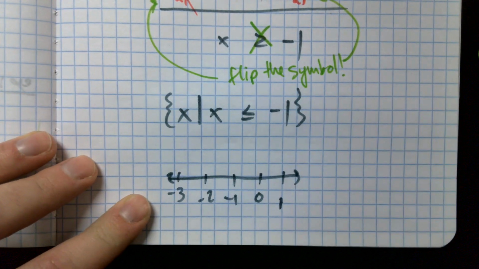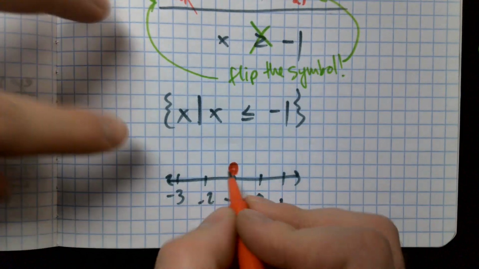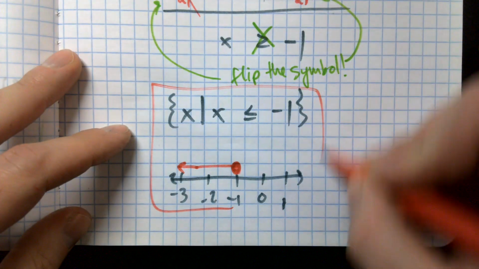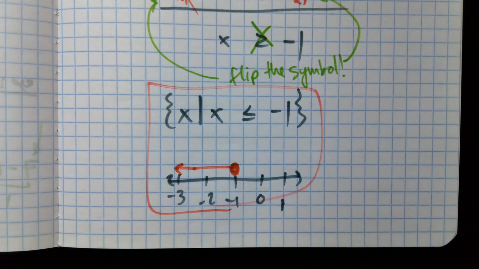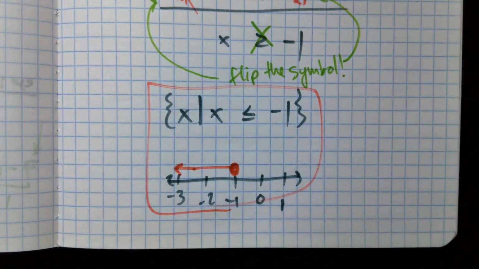What type of dot am I going to make at negative 1? Closed. Which direction is my arrow going? To the left. And there's my answer. All right? The majority of the worksheet is much easier than this.